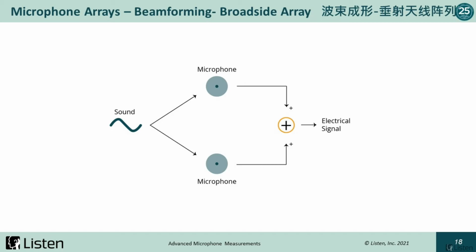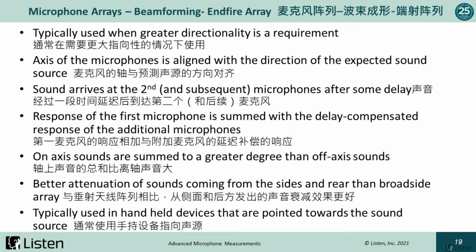an electrical signal. Next, we'll talk about the end fire array, and these are typically used when greater directionality is a requirement. The axis of the microphones is aligned with the direction of the expected sound source, and the sound arrives at the second or subsequent microphones after some amount of delay due to their different distance from the source. And the response of the first microphone is summed with the delay compensated responses of the additional microphones. And the on-axis sounds are summed to a much greater degree than the off-axis sounds, and that provides better attenuation of sounds coming from the sides and the rear of the broadside array.